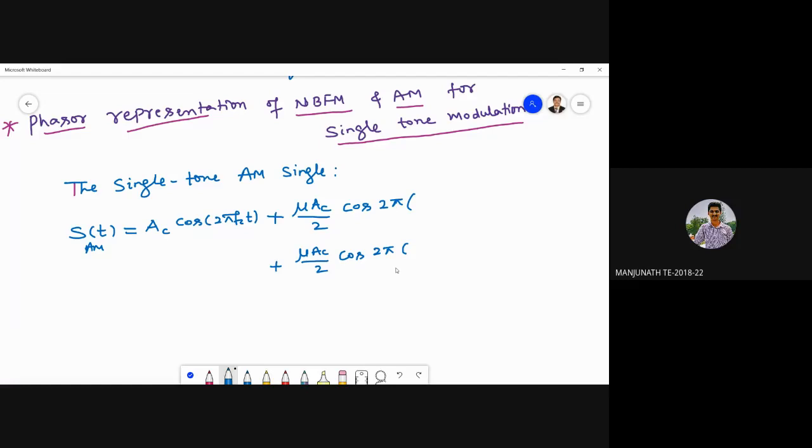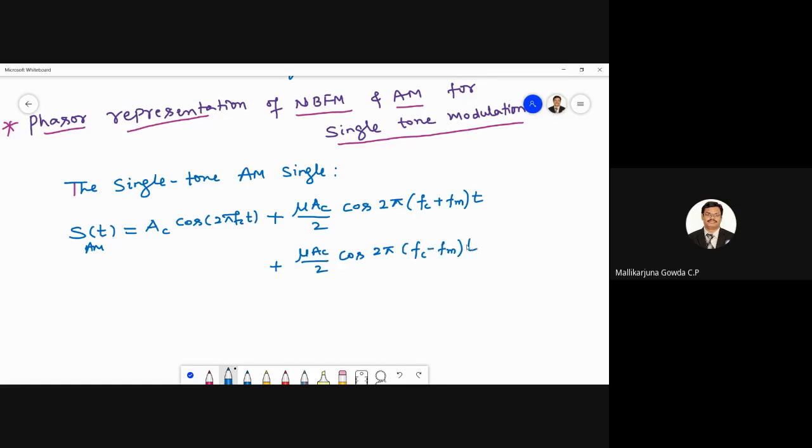Sir, F plus FM. Upper side band? FC plus FM or F plus FM? Yes, FC plus FM, sir. Upper side band is FC plus FM. Okay, similarly, lower side band? FC minus FM.